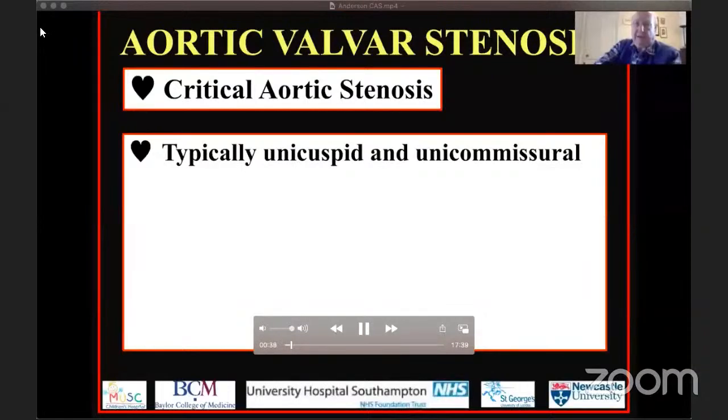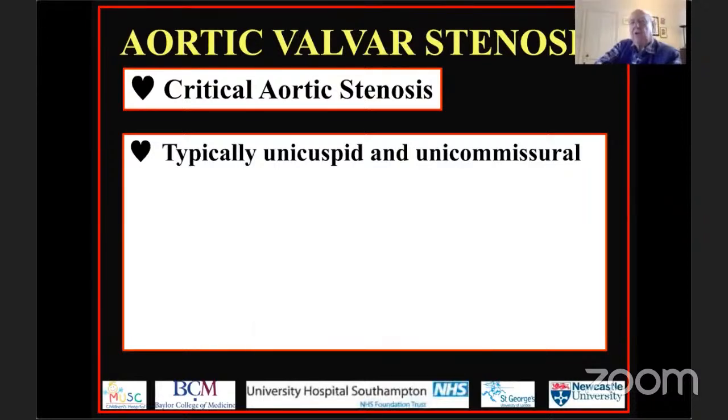who died with this condition. And the ones that I see have what I call unicuspid and unicommissural stenosis. I know that it's not always easy for you as clinicians to be precise in defining the phenotype of the lesion before you. So today we're going to be discussing that problem.